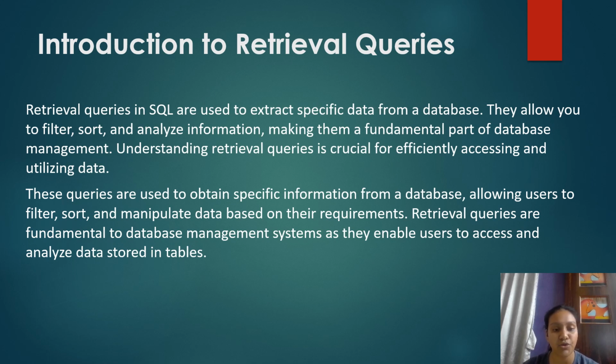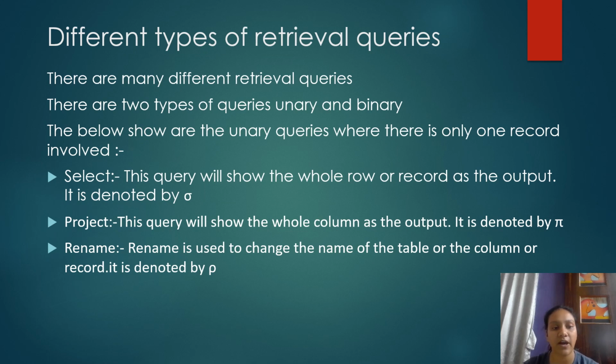These queries are used to obtain specific information from a database, allowing users to filter, sort, and manipulate data based on their requirements. Retrieval queries are fundamental to database management systems as they enable users to access and analyze data stored in tables. Now, we have many different types of retrieval queries, and below the retrieval queries, we have two different types. One is unary and one is binary.